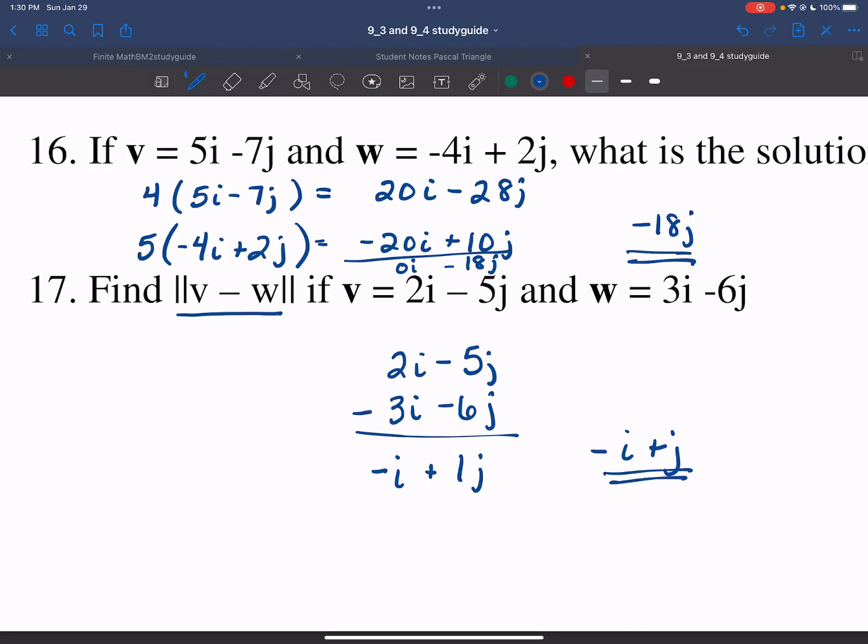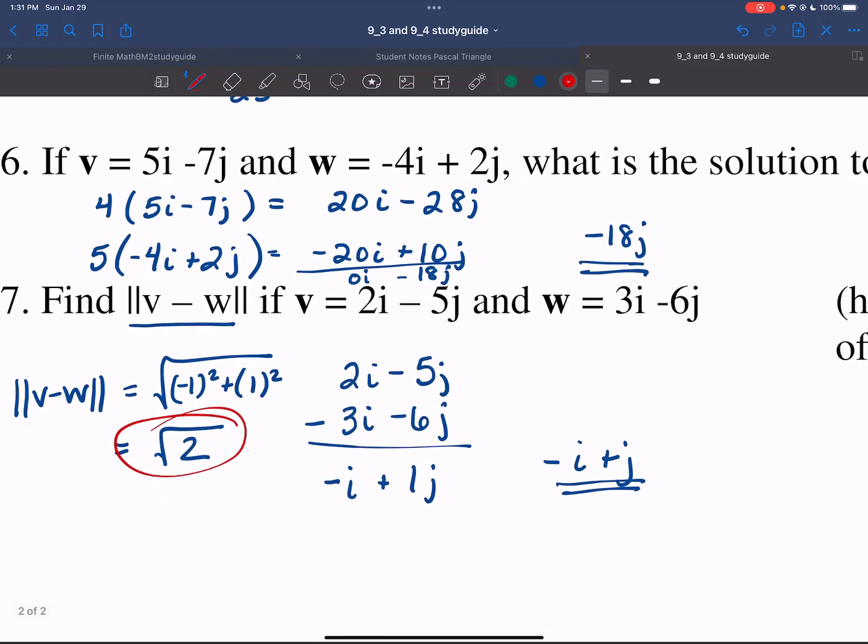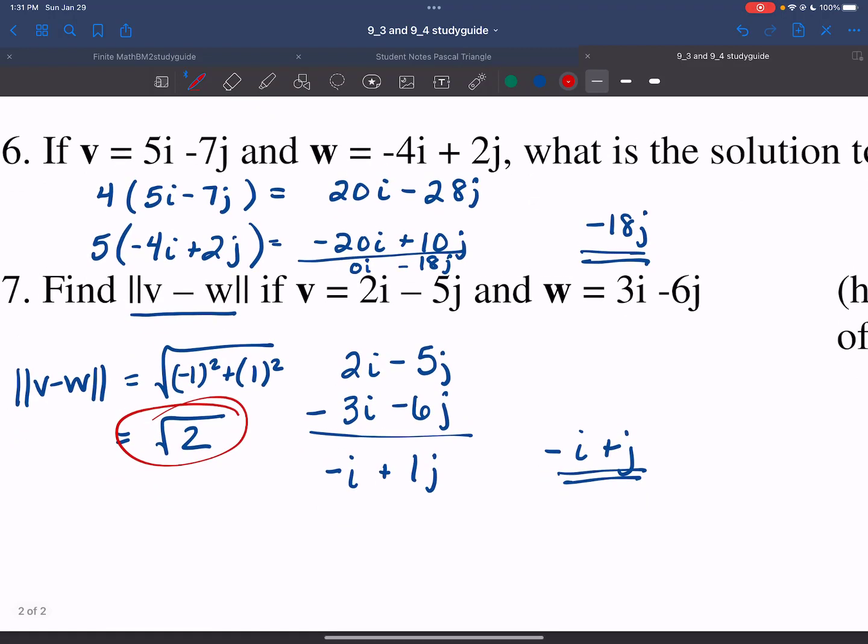Now remember that it's the equivalent of 1 for each of those because we don't have a value. So the magnitude of v minus w is going to be the square root of negative 1 squared plus 1 squared. So that's going to give me the square root of 2. So the magnitude of v minus w is going to be root 2. And if we wanted to find the angle, we could do that as well. But seeing as you have a negative x and a positive y, that would be in the second quadrant and would actually be 135 degrees.